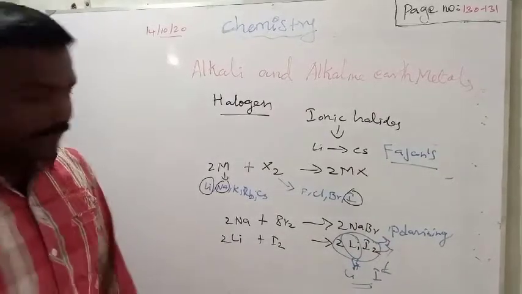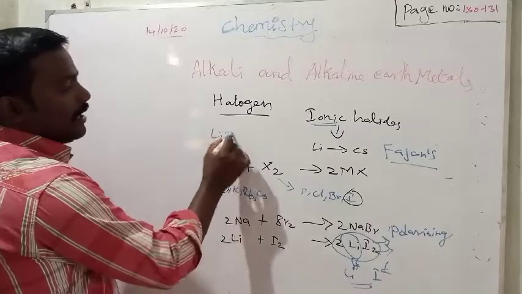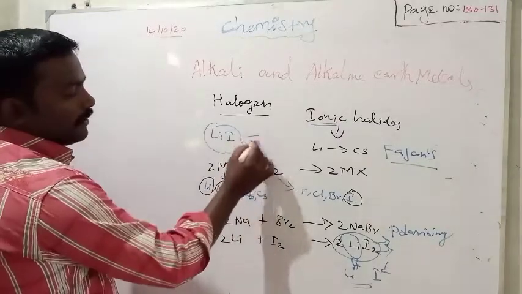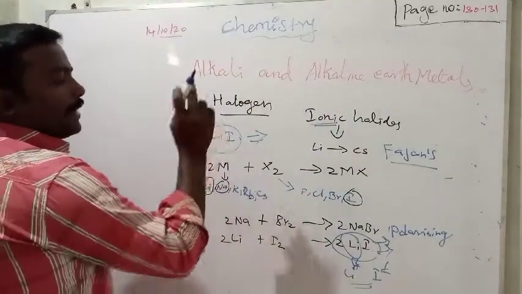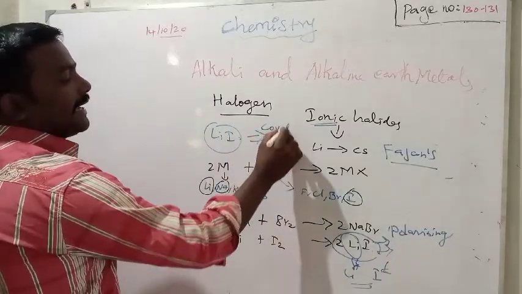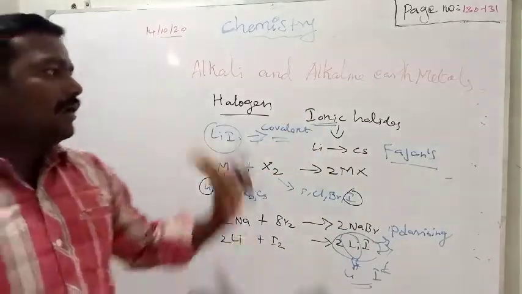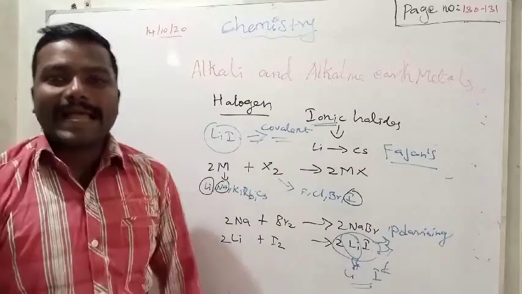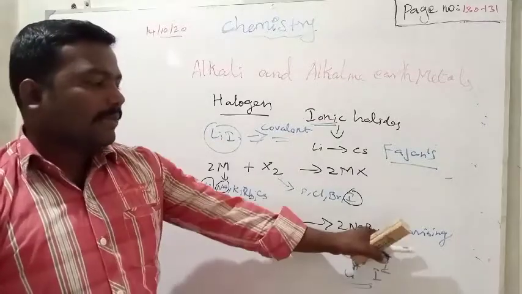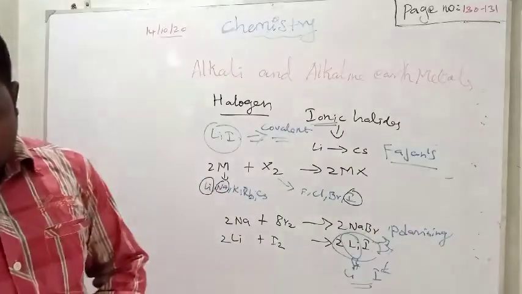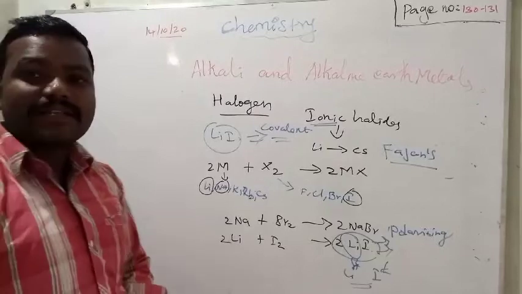Because of this reason, all other halogens are ionic halides, but lithium iodide alone, not I2, sorry, lithium iodide has covalent character. Very important, my dear students. All other metal halides are ionic in nature, but the lithium iodide combination has covalent character because of this high polarizing ability. This is very important because they may ask in reasoning questions.